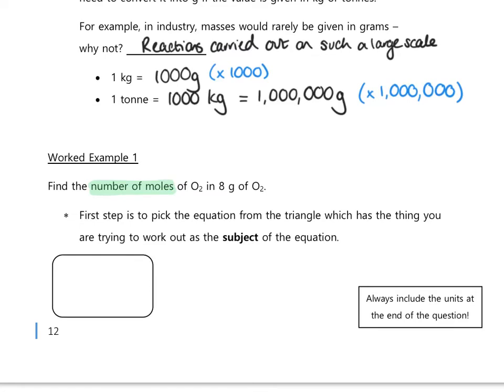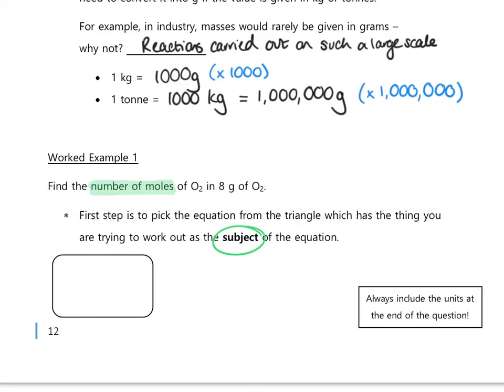And it says here that the first step is to pick the equation from the triangle, which has the thing you're trying to work out as the subject of the equation. What we mean by the subject of the equation is essentially that if we're trying to work out number of moles, it's at the start of the equation. It's number of moles equals. That's the subject of the equation.